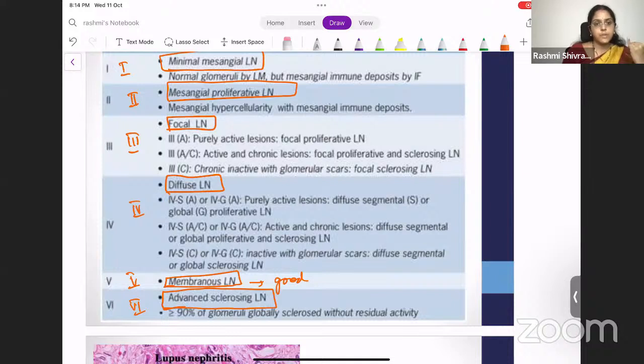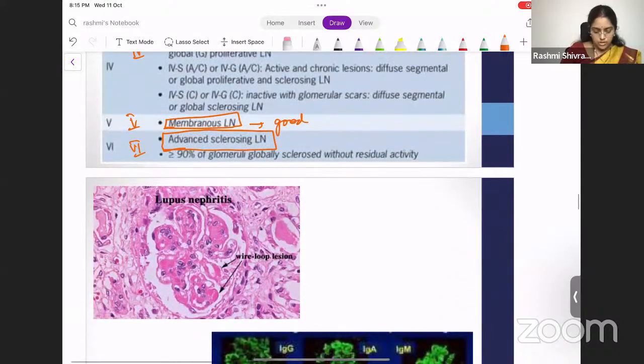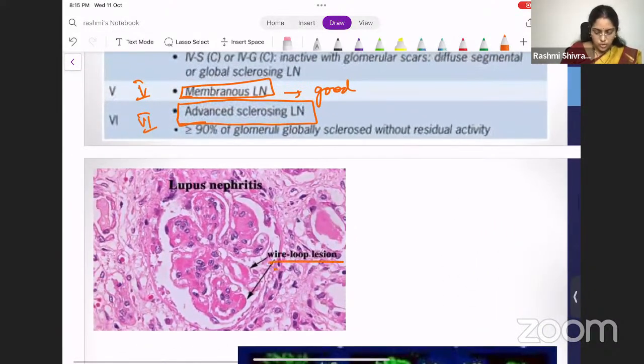So the first stage is minimal mesangial lupus nephritis, then mesangial proliferative lupus nephritis, focal lupus nephritis, diffuse lupus nephritis, membranous lupus nephritis, and advanced sclerosing lupus nephritis. All these are the 6 grades. So in this, you need to see something very, very important. These are wire loop lesions. What are they? They are basically deposits in the mesangial space. Nodules in the mesangial space. So these are wire loop lesions seen in lupus nephritis.